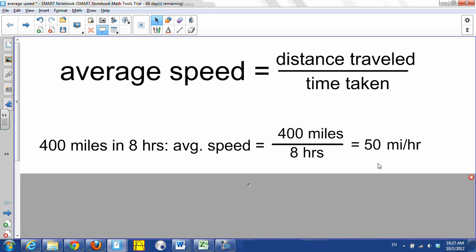Percent means divided by 100. Cent being a root that means 100. There are 100 cents in a dollar. A century has 100 years. Make these connections. So percent means divided by 100. So 100% would be 100 divided by 100. What's 100 divided by 100? 1. So 100% is 1.